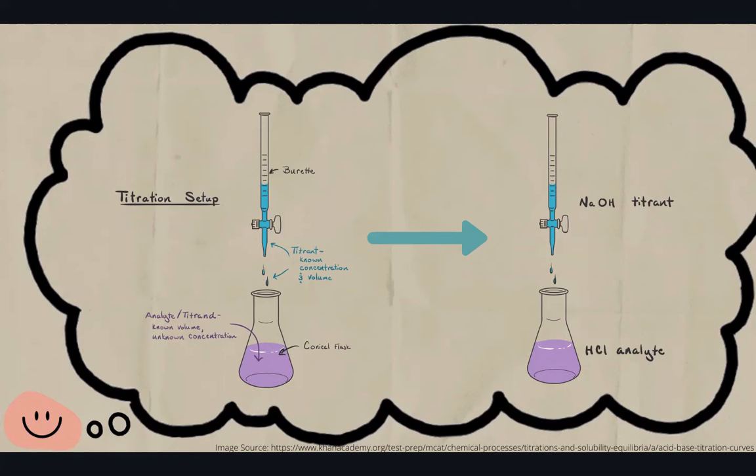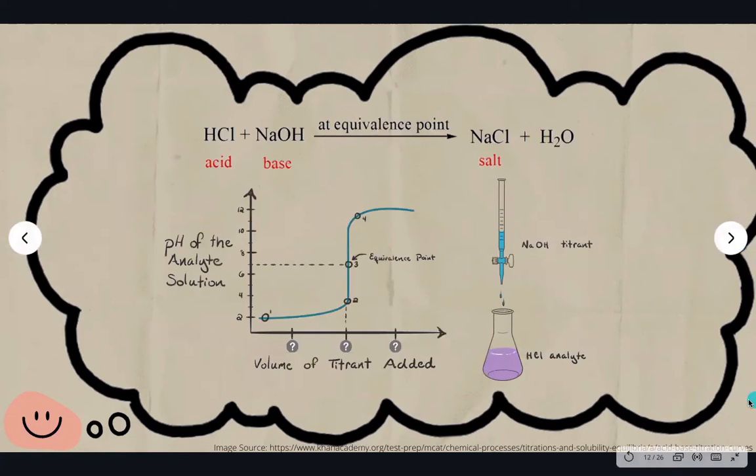She knows that she needs a burette with a titrant of known concentration and a flask with an analyte of unknown concentration. In this case, the NaOH would be the titrant and the HCl would be the analyte. This would form table salt and water, but the equivalence point must be met exactly. This can be modeled using a titration curve.